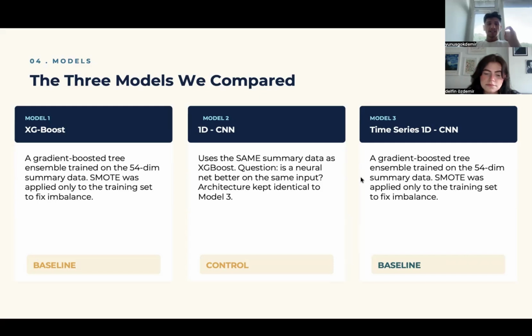This one takes the 216 by 13 matrix, so its convolutional filters slide along the time axis, learning the temporal patterns where accent actually lives. Same architecture as model 2, only the input is different.